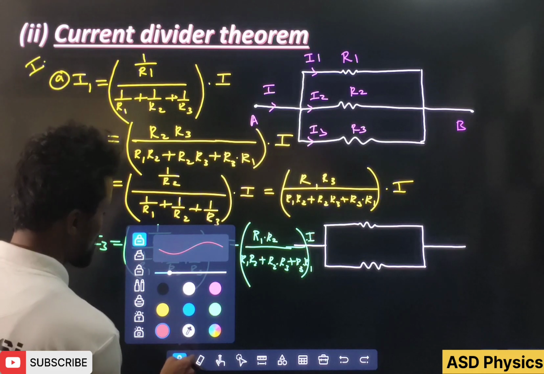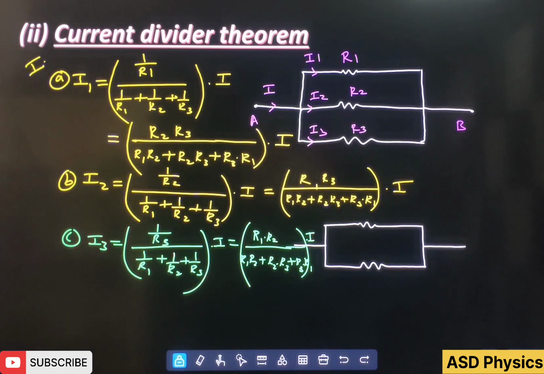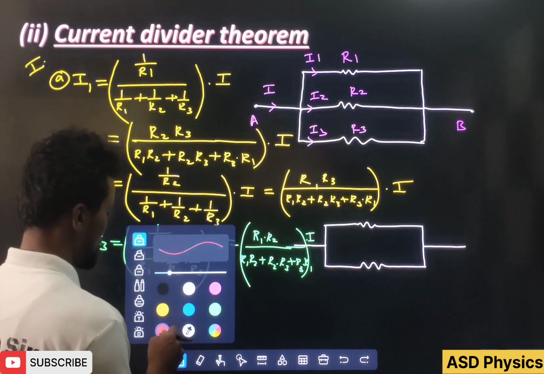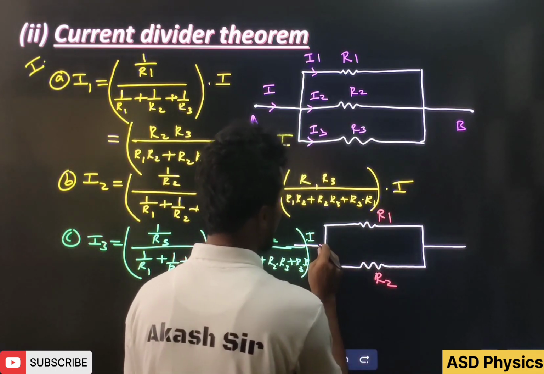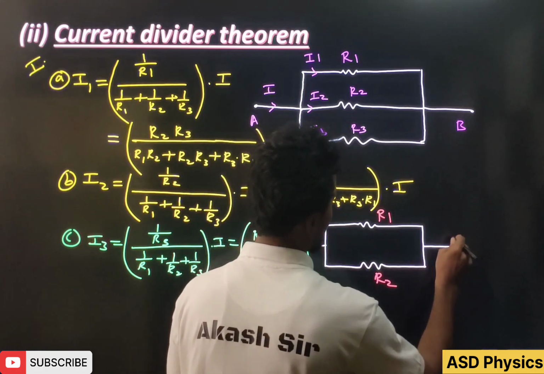Okay, great. Now students, after that we will go for the two resistors. That is very common in exams and all that. So see here, what will happen: here I have taken R1, here I have taken R2, here this is point A, and let's take this is point B.